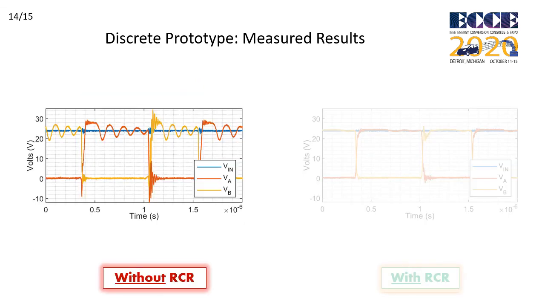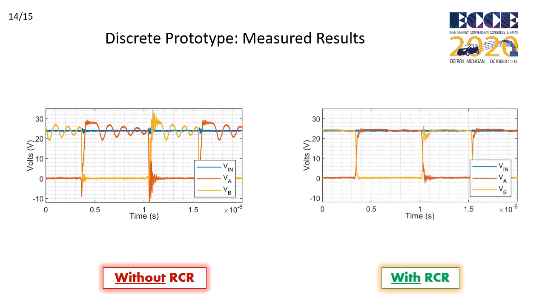Taking a look now at some measured waveforms, we see significant switch node ringing with RCR disabled, as COSS energy is dissipated as either EMI or heat throughout the converter. Conversely, enabling RCR results in much smoother waveforms, as this loss mechanism is greatly reduced.